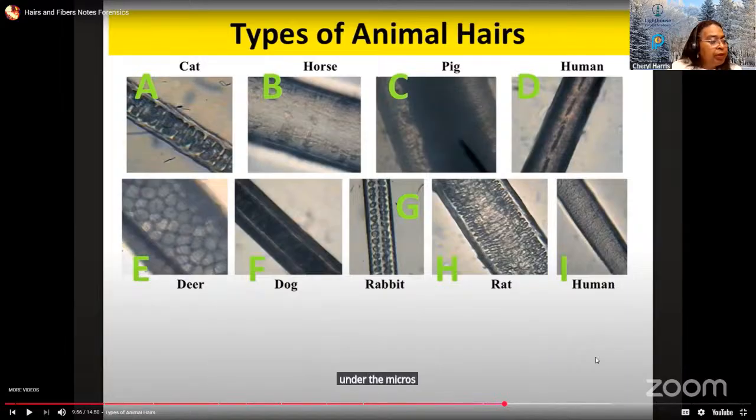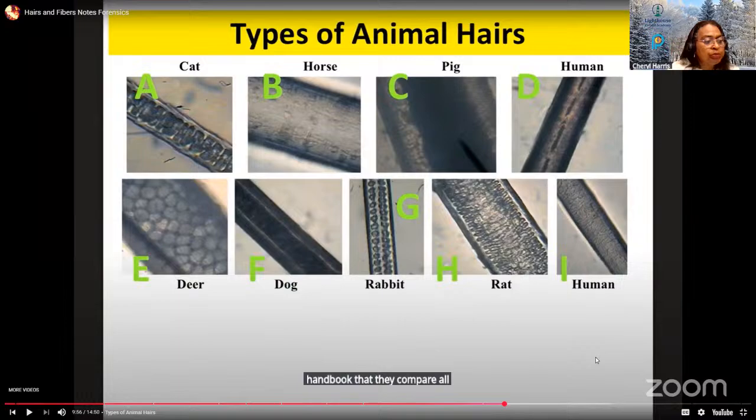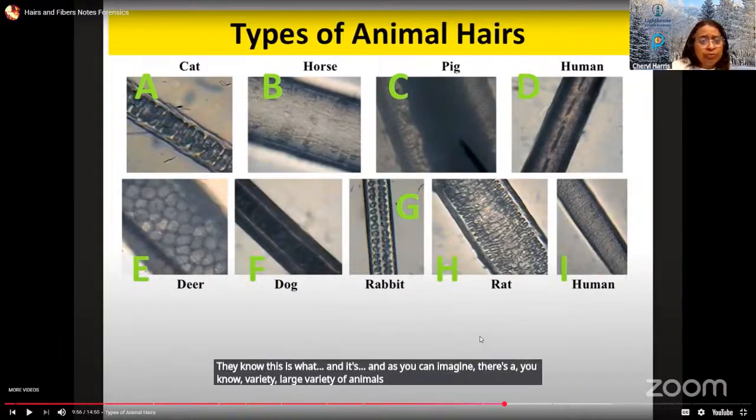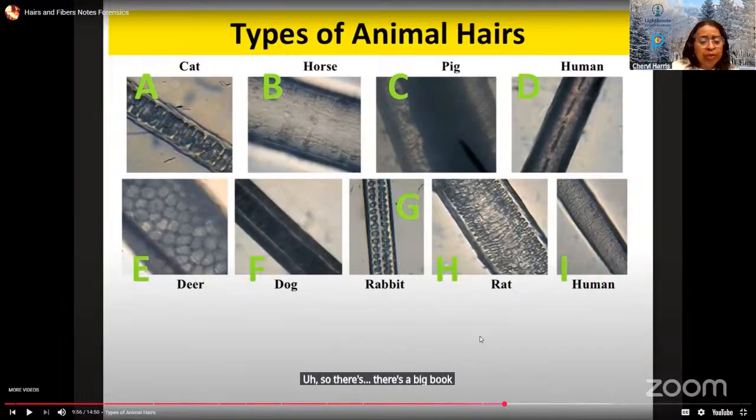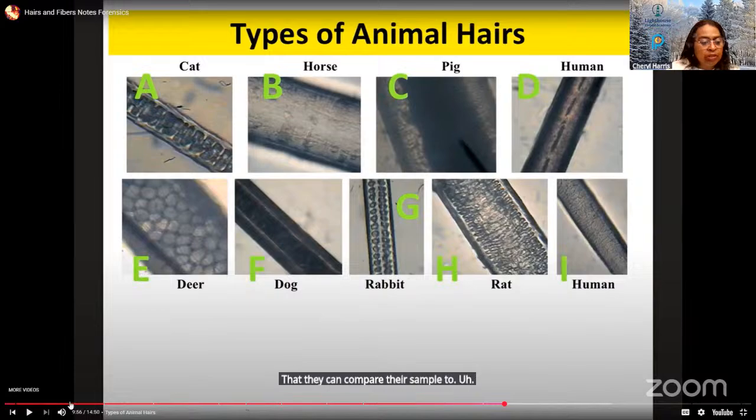So they have comparison slides. People don't actually have all of this in their head. They have a handbook that they compare all of these pictures to, and as you can imagine, there's a large variety of animals. So there's a big book that you can compare these pictures to. So nobody memorizes it off the top of their head, unless they see it a lot in a particular area, then they know what it looks like. But there's a handbook with all these comparison pictures that they can compare their sample to the picture in that handbook.